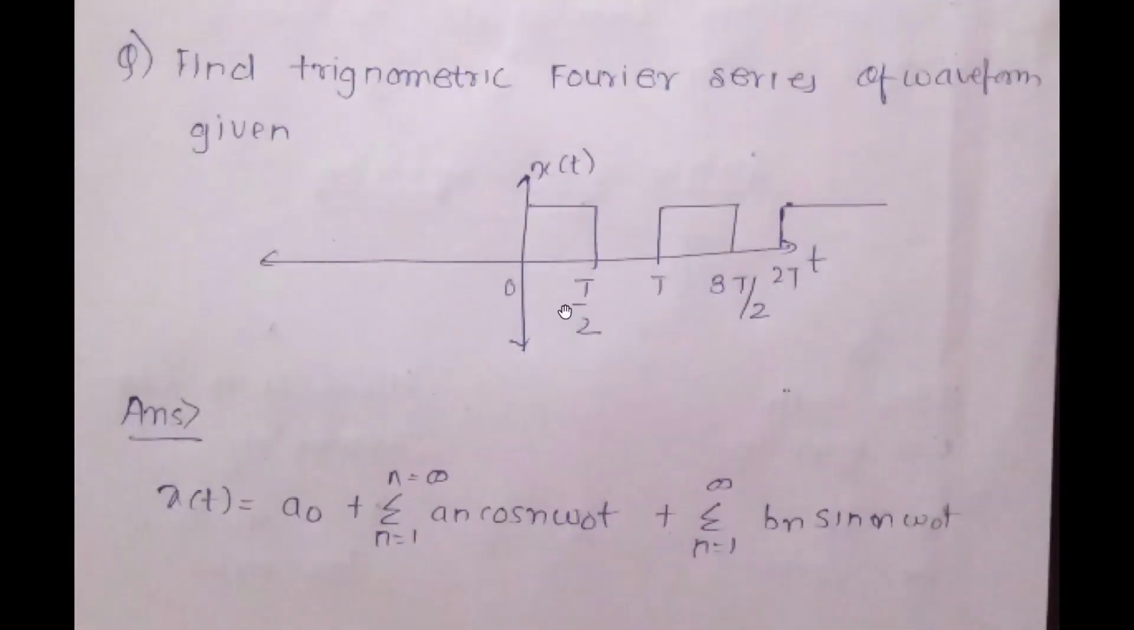If you look at the signal, it's only from 0 to T/2. From T/2 to T, it is 0 value. Again, from T to 3T/2, it's just a periodic signal. Since I'm talking about a periodic signal over here, I will just consider from 0 to T, because after T, again the signal repeats itself. Again after 2T, the signal repeats itself. Therefore, I just consider from 0 to T, because post that it's just a periodic signal.